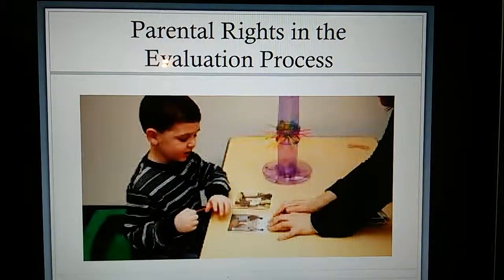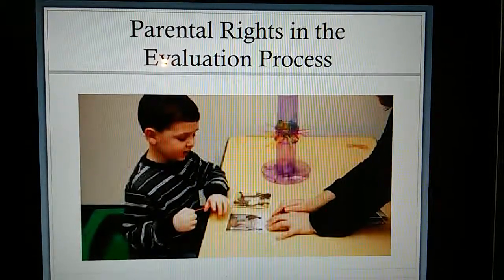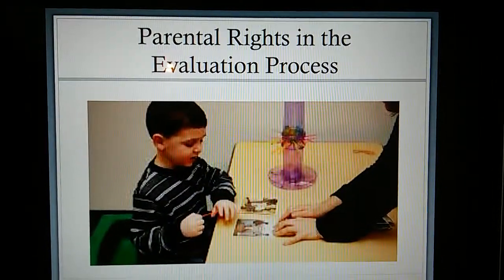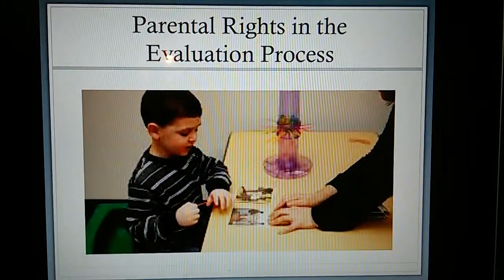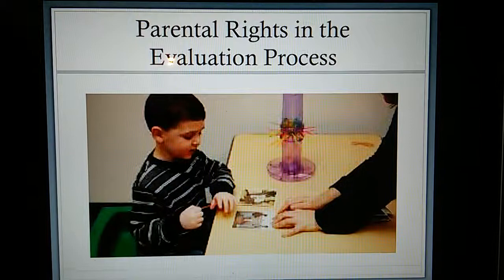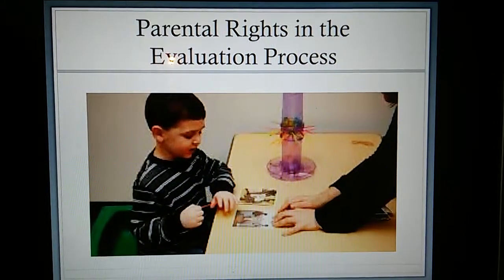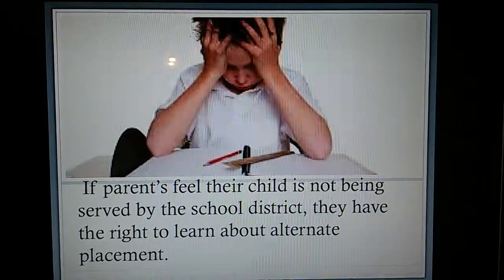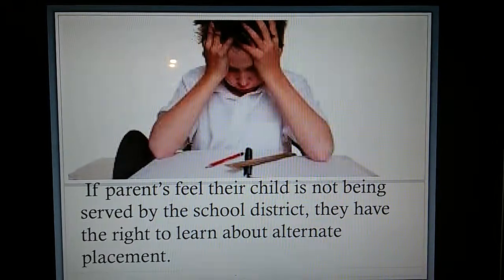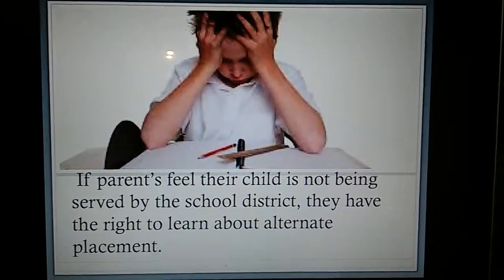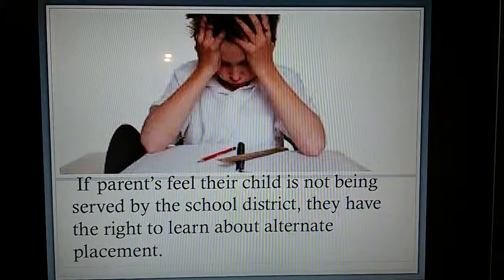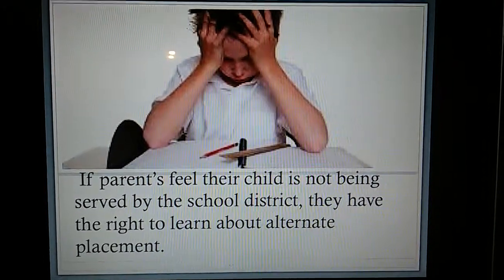Parents can give permission for their child to be evaluated to determine if he has special educational needs. Parents are also allowed to obtain their own independent evaluation to present to the school district. There are times when it may be appropriate for a family to place their child with special needs in a setting other than the public school. Parents have the right to understand the requirements of an alternative.